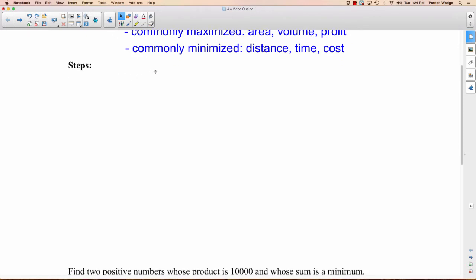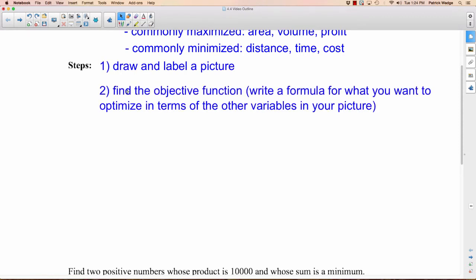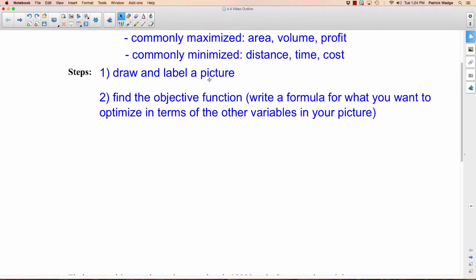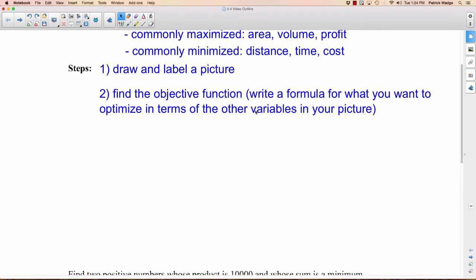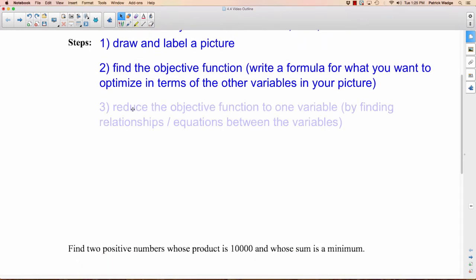I've got 6 steps for you. I'll fly through them here. Number 1 is always when you do word problems, try to draw and label a picture. Number 2, find the objective function. In other words, write a formula for what you want to optimize in terms of the other variables in your picture. So there should be one thing you're trying to optimize, whether it's area, volume, profit, distance, time. So you want to write a formula for that in terms of the other variables.